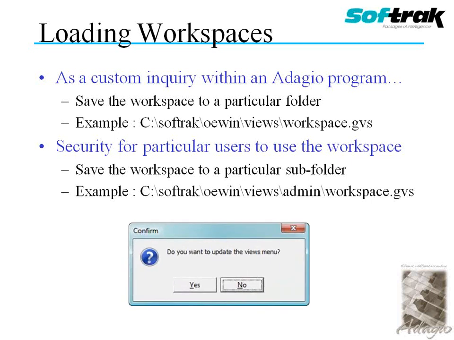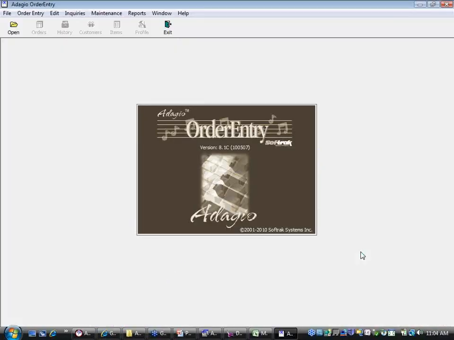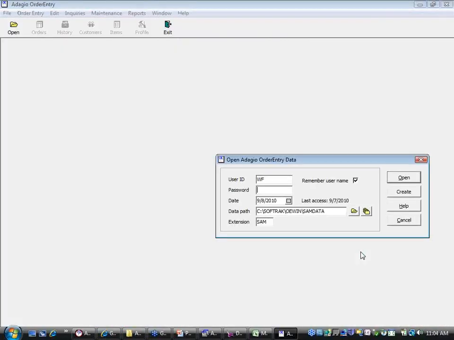Once you save the workspace into either of those folders, when you load Adagio Order Entry the next time, you'll get a confirmation message indicating that the Views menu will get updated. When you're running Adagio Order Entry, you'll find that underneath the Inquiries menu there's a menu item called Views, and from there there will be a flyout menu in which you can load your particular workspace. Let me show you what that will look like.